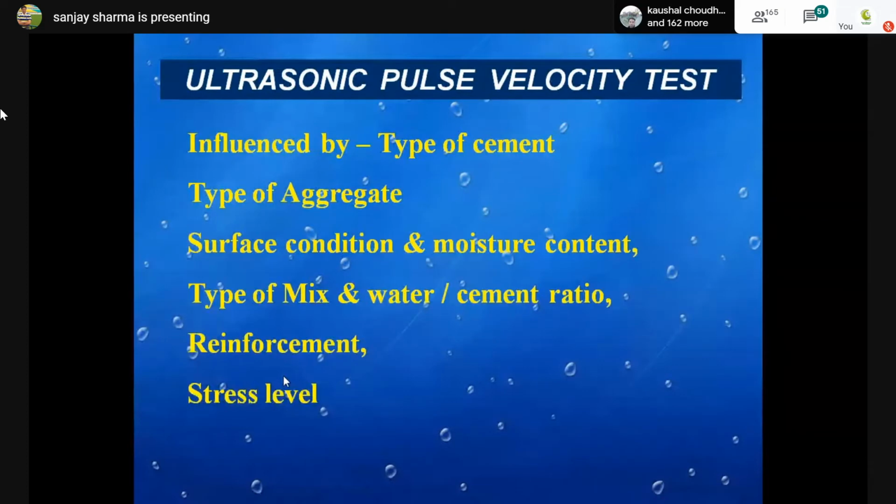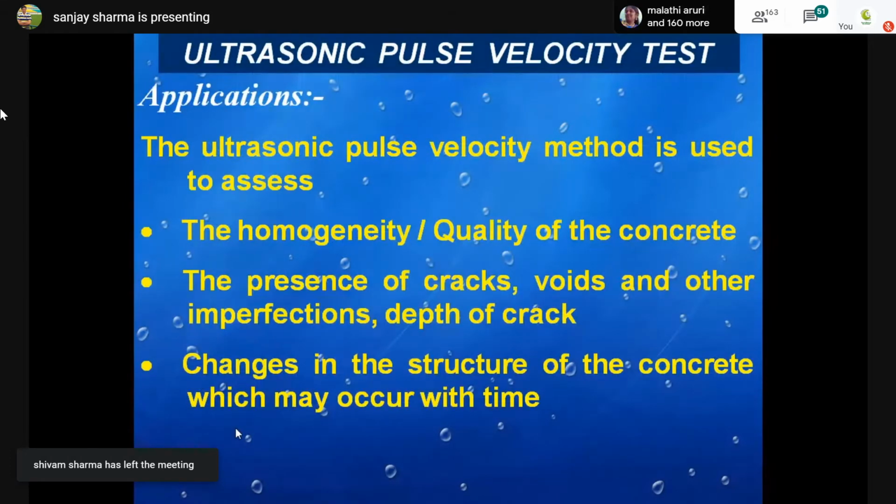So basically, I think this code may be under revision. This pulse velocity will also depend upon the type of cement used and the type of aggregates used. Surface condition is very important, because you need to put your transducers on a surface that should be smooth. Otherwise the waves will be lost to the atmosphere. Type of mix, cement ratio, even reinforcement, and what stress has been given to that particular element also matter.